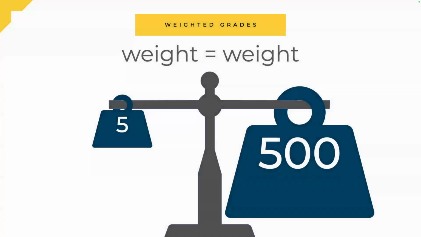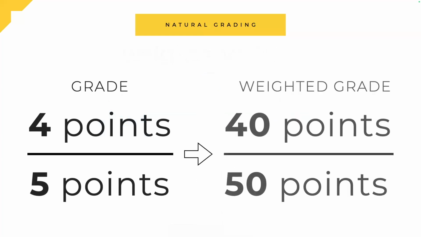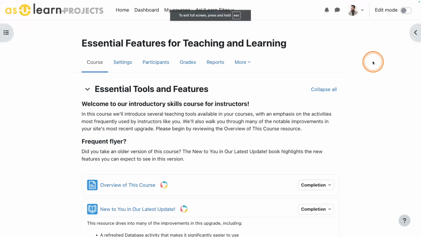So again, in weighted mean of grades, the weight that you set in gradebook setup determines the weight, and the grades are essentially calculated using a method that you determine, like natural or simple weighted mean of grades, and then scaled to whatever you have weighted that grade at. I'll show you what that looks like here in a minute. Let's hop over to an AsULearn course, just a sample course that I use for demonstrations.